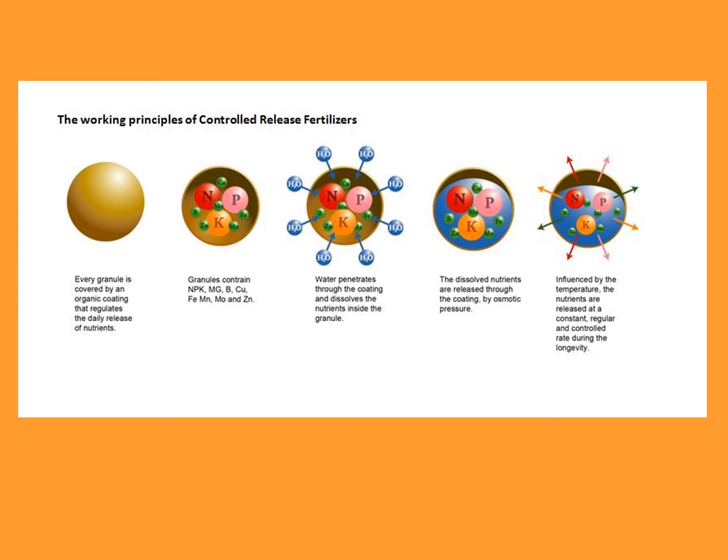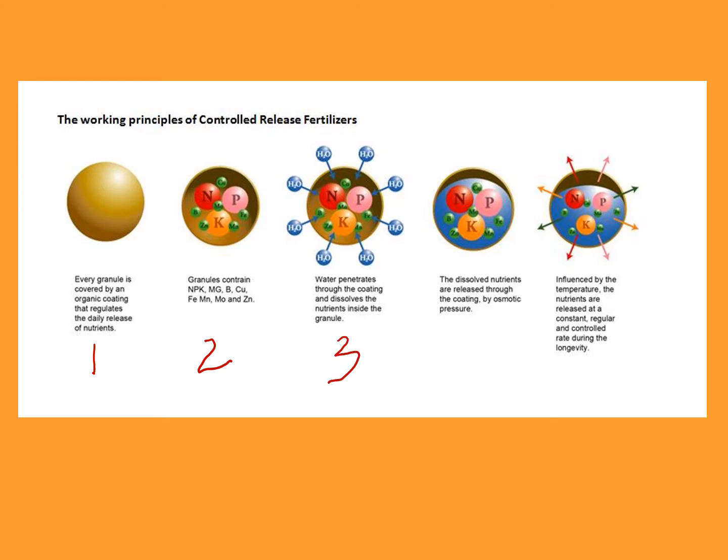So if we begin on the left-hand side of the diagram, I'll just go ahead and write the number 1 here. Every granule is covered by an organic coating that regulates the daily release of nutrients. Granules contain different fertilizers depending upon the analysis of the fertilizer. So inside each granule or prill, you may have nitrogen, phosphorus, potassium, magnesium, boron, copper, and so on.